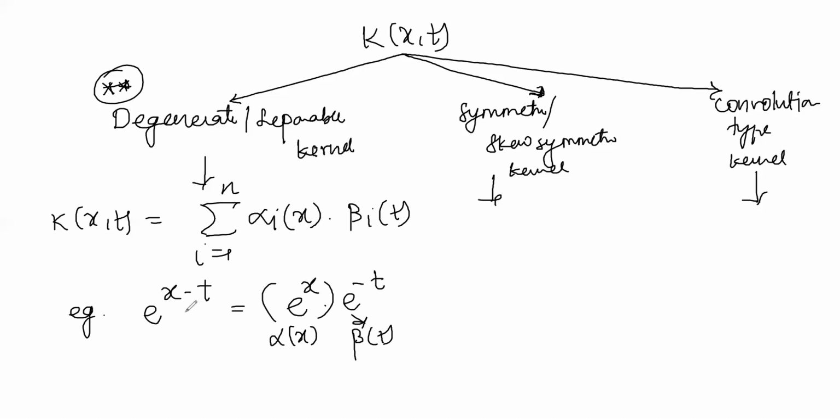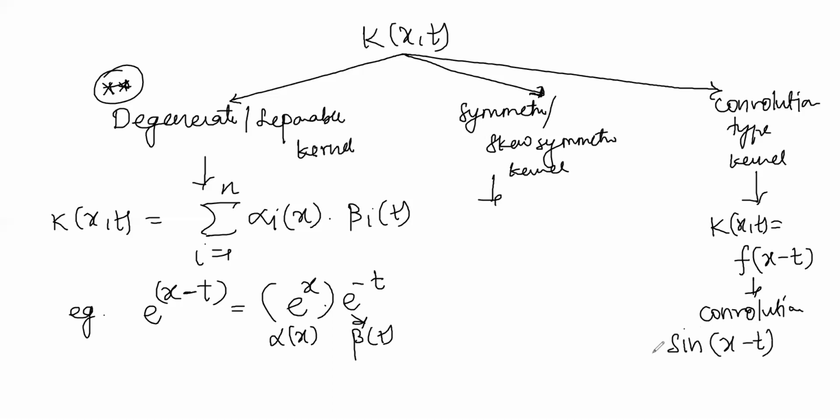And this is again a very important thing: x minus t. I'll explain this again. Whenever your K(x,t) is of the type f of x minus t, such kinds of kernels are known as convolution kernels. Let's say for example, you have sine of x minus t, or you can even take e to the power x minus t. This is again convolution type, though it is separable here. So it's a convolution type separable kernel. You can combine both.